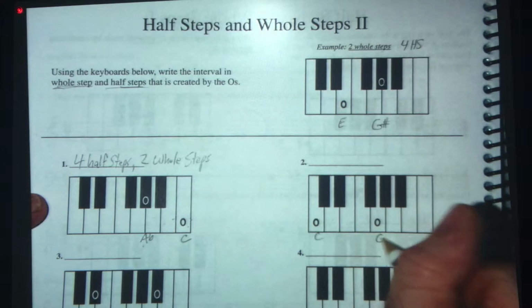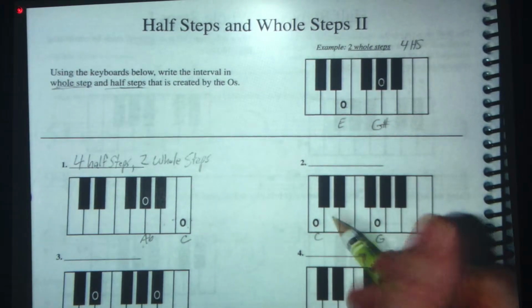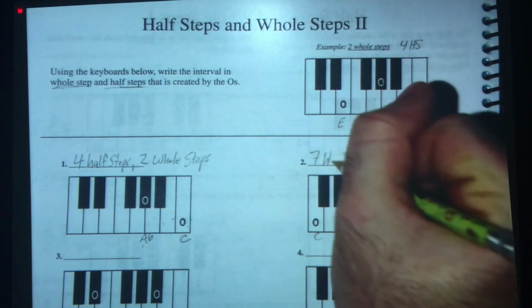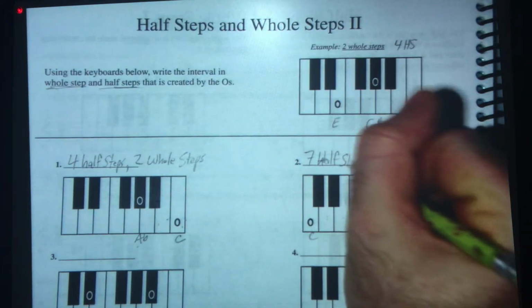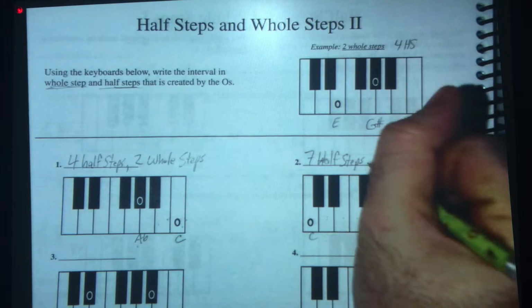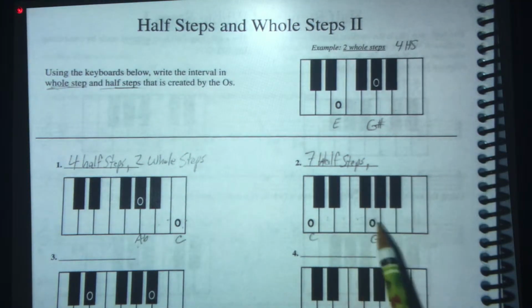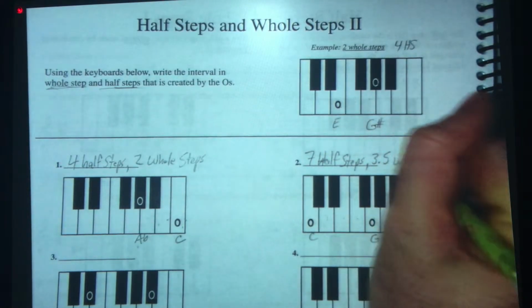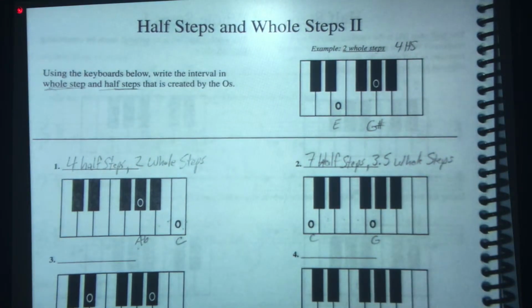Okay. Number 2, this note is C. This note is G, also called a perfect fifth if you're in jazz band. So we have 1, 2, 3, 4, 5, 6, 7 half steps. How many whole steps is that? It would be 1, 2, 3 and a half. So I'll put 3.5 whole steps. Okay. Next one.